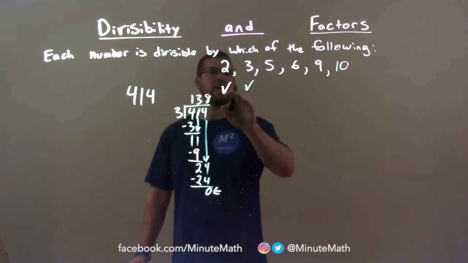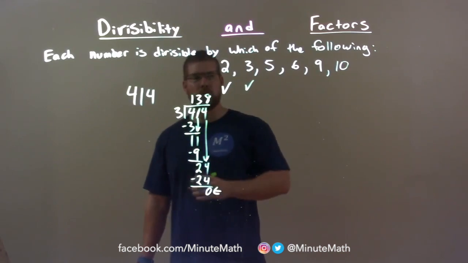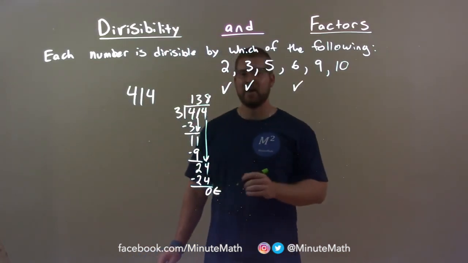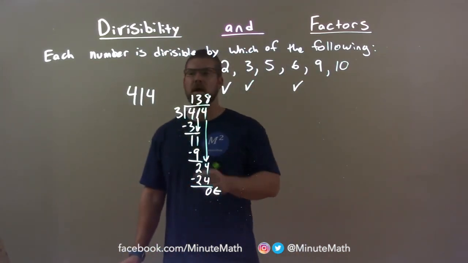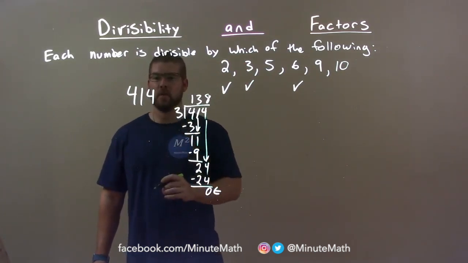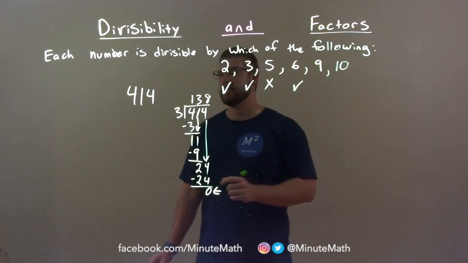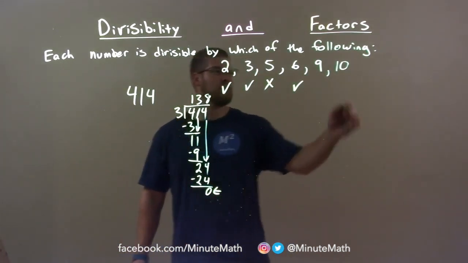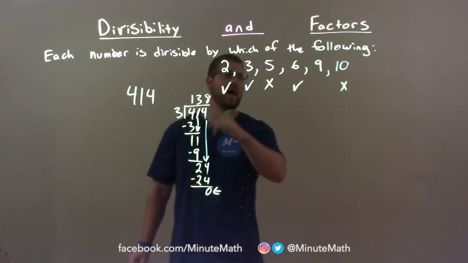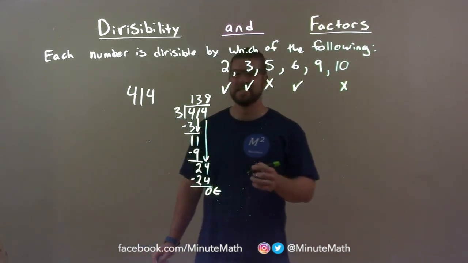Well, here we go. Since 2 and 3 both go into our number, 6 has to as well. All right? Our number does not end in a 5 or a 0, so 5 is out. 10, it cannot be 10 because it doesn't end in a 0, so 10 is out. So the last number I need to check is 9.